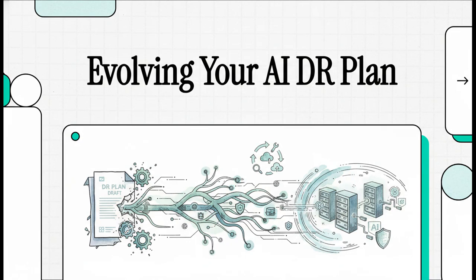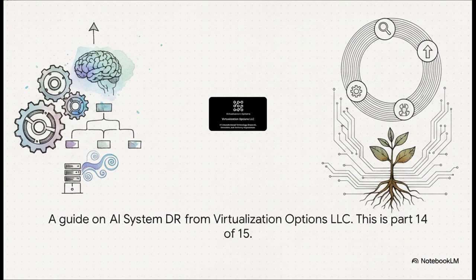All right, let's talk about something that's absolutely critical, but honestly, pretty easy to overlook when it comes to AI system resilience. We're talking about making sure your disaster recovery plan isn't just some document that gathers dust, but a living, breathing defense for your most important systems. So, here we are at part 14 of a 15-part guide from Virtualization Options LLC, all about developing a solid disaster recovery plan for AI systems.